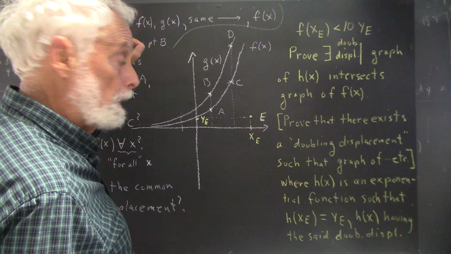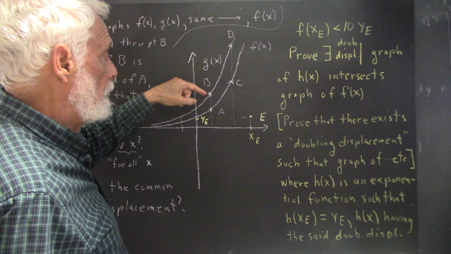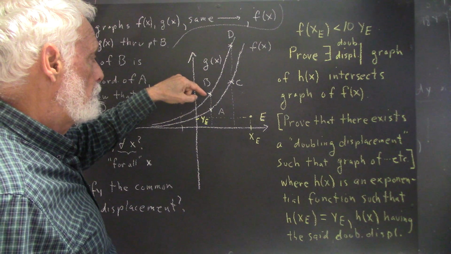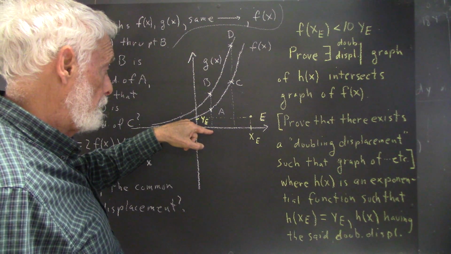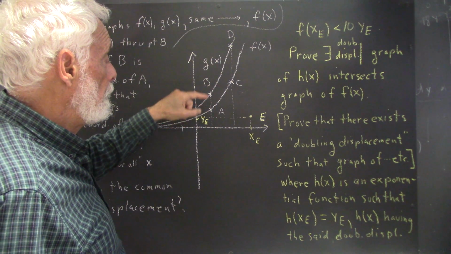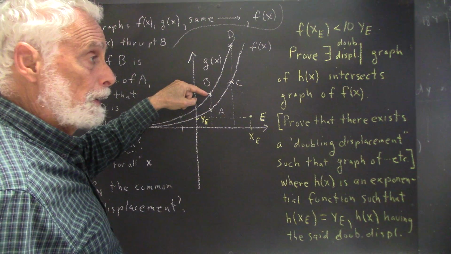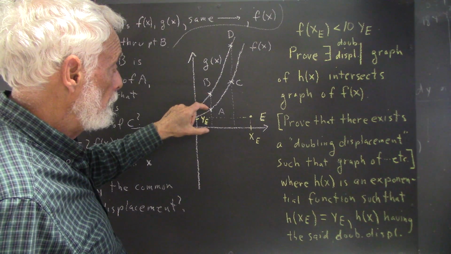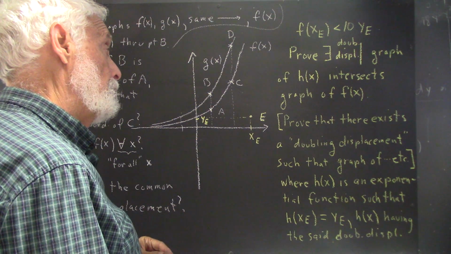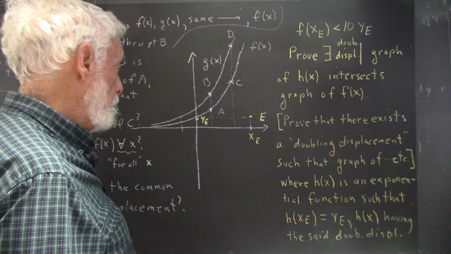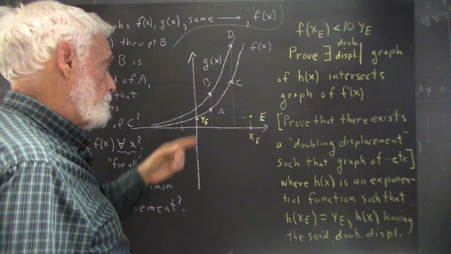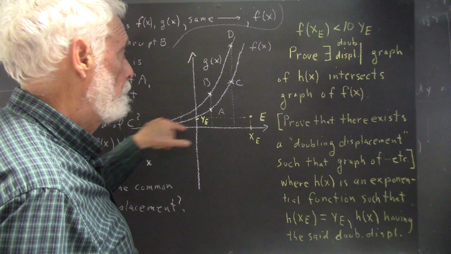So to identify the doubling value, we already know that g at this value of x, whatever it is, we haven't even given it a name, is double the value of f. So this y value here is twice as great as this y value here. Now, can you use that to identify the doubling displacement for the function f of x?